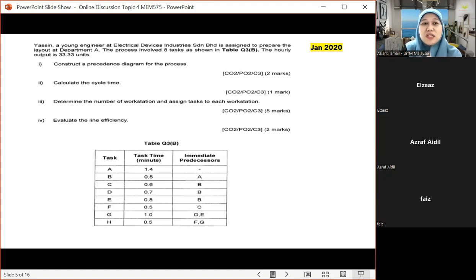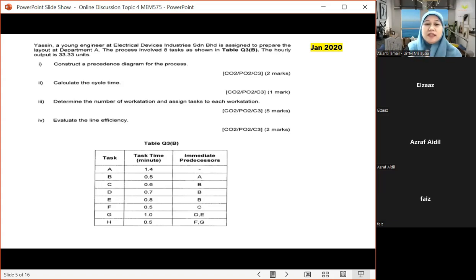Okay. Next, you kena tahu output. Output bukan masa. Selalu orang salah anggap output tu masa. No, output is how many you buat per day, per week, per month, per year. Berapa banyak benda you buat. Let's say kereta, 20 cars per week. Okay, kalau dia buat fan, okay, 10 fan per day. So dia per day per week tu adalah output pengeluaran. Okay, so don't confuse output dengan cycle time.